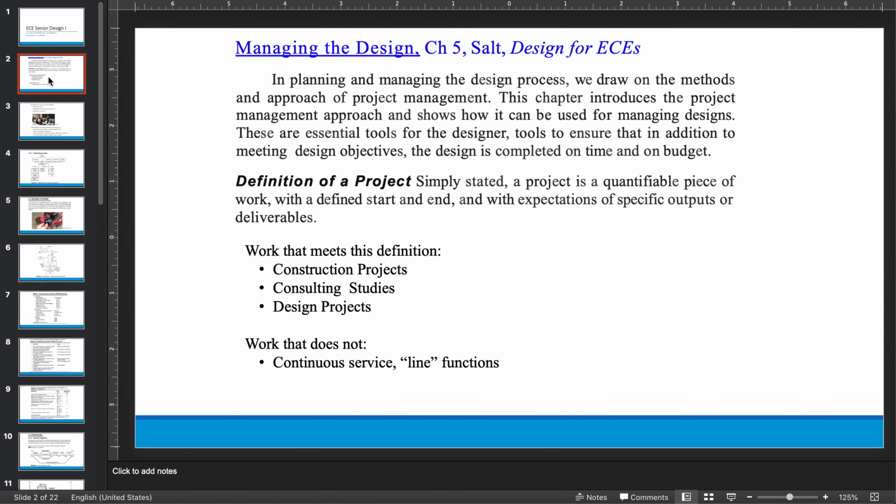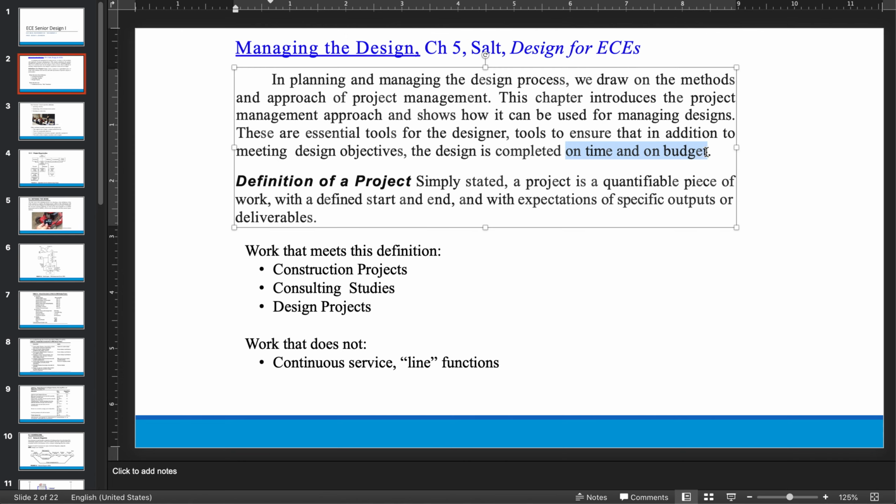And this is chapter 5 in the textbook. So let's take a look at it. In planning and managing the design process, as we'll just read here, we draw on the methods and approach of project management. So let's say you're a manager now. Many of the things that you'll be seeing here are what you're going to see your boss doing when you get your job. The reason this is important is we need to have tools to ensure, in addition to meeting design objectives, that the design is completed on time and on budget.